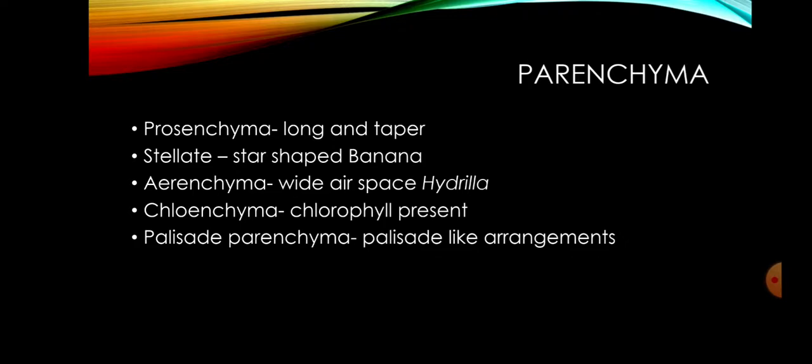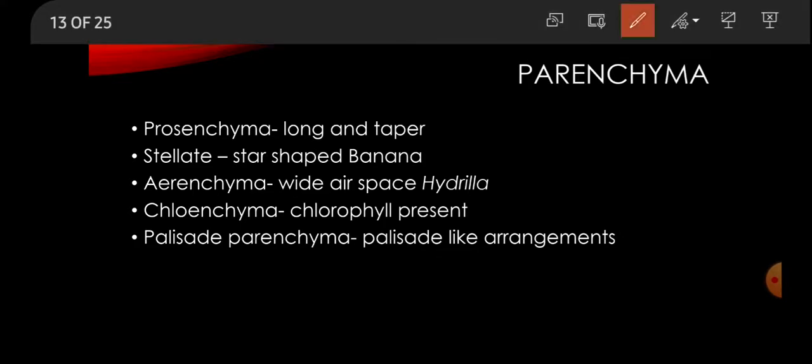So, parenchyma is also of many types. First one is prosenchyma. They consist of long and tapered cells. Second is stellate. Stellate ones consist of star-shaped cells, and these are present in the banana. Third is aerenchyma. In this, wide air spaces are present. They help in giving buoyancy to the plant, and they are present in water plants, aquatic plants. An example is hydrilla.